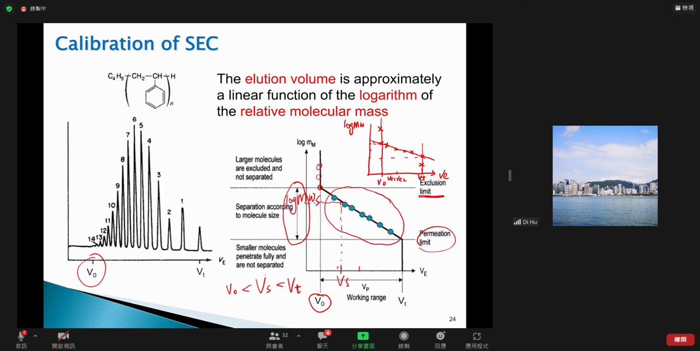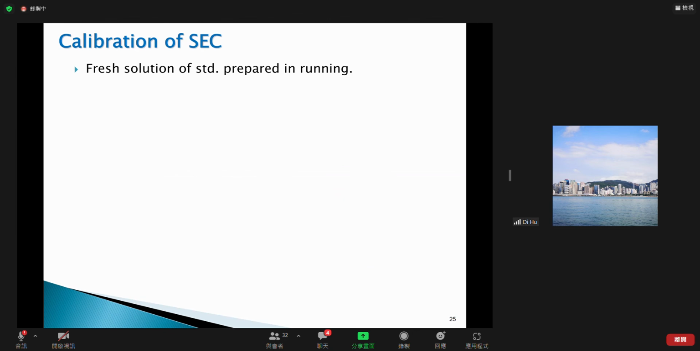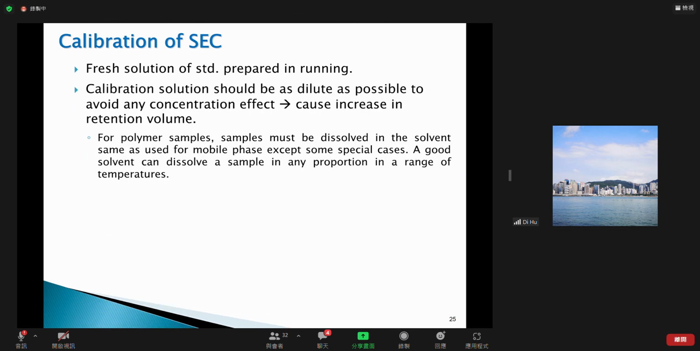Okay, and there are several things that you have to pay attention to while you do the calibration.